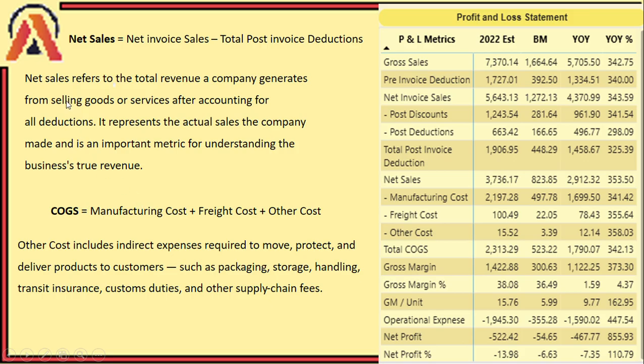Net sales is a very important financial metric which refers to the total revenue a company generates from selling goods after accounting for deductions. So here you can see the breakdown. There is the gross sales, there is the deduction, and after the pre-invoice deduction is subtracted from gross sales, we get the net invoice sales, and then from the net invoice sales we have subtracted all the post-invoice deductions and we got the net sales. And from the net sales, we have the manufacturing cost, freight cost and the other costs which we have added to get the total COGS.